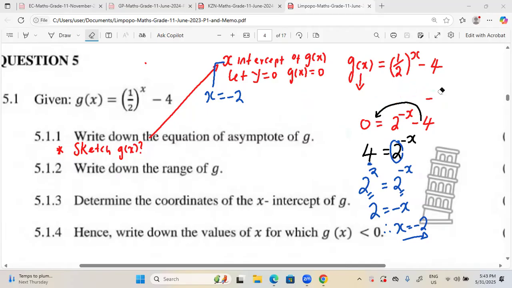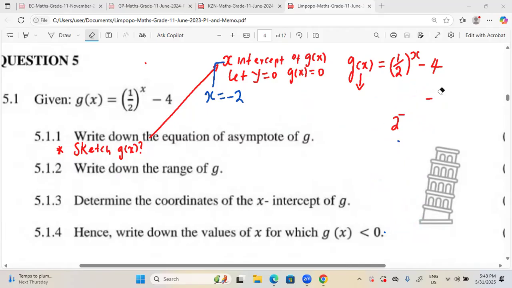Let me erase here. Now, another thing that I must have in order for me to sketch the graph, I need to look for the y-intercept. So I'm now going for the y-intercept of g of x. I need the y-intercept of a function g of x because I want to sketch the graph. So what is the y-intercept?